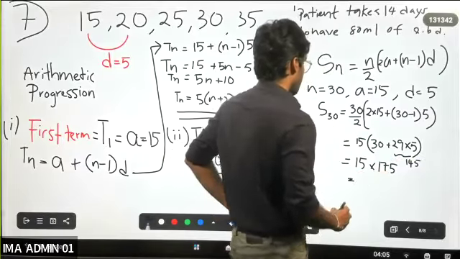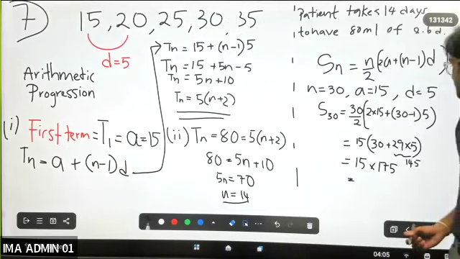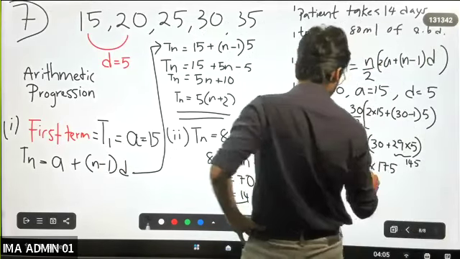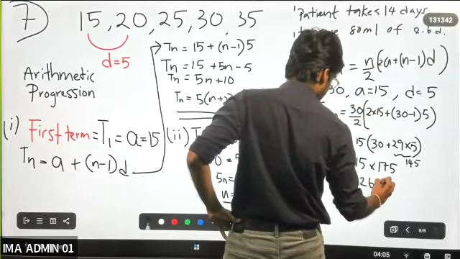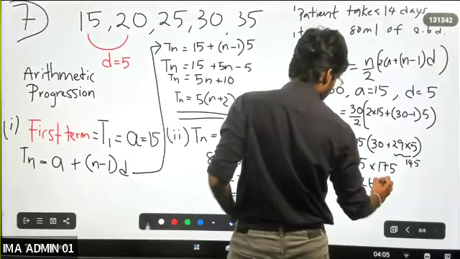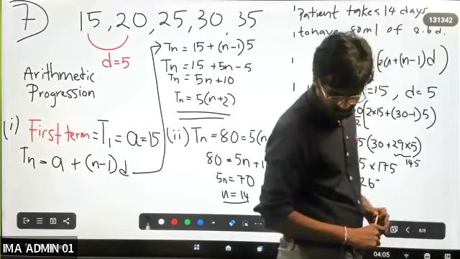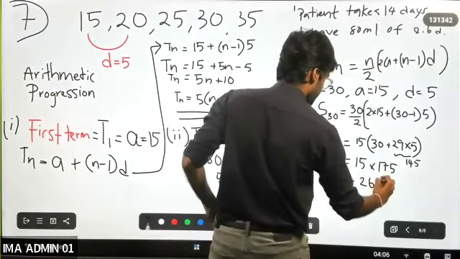Please do the calculations. I think it will be 2600 odd. 2625.